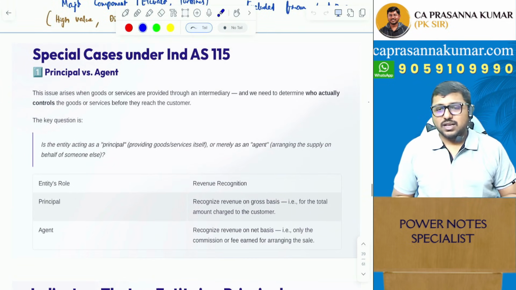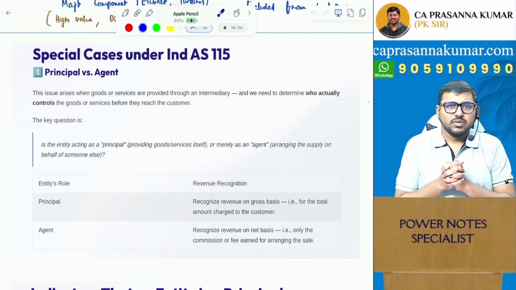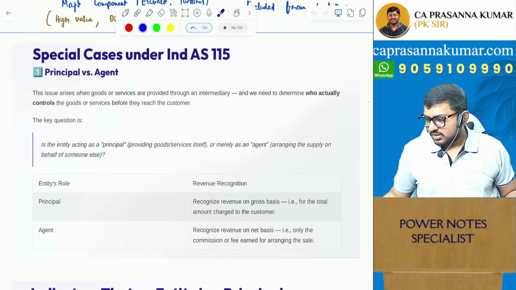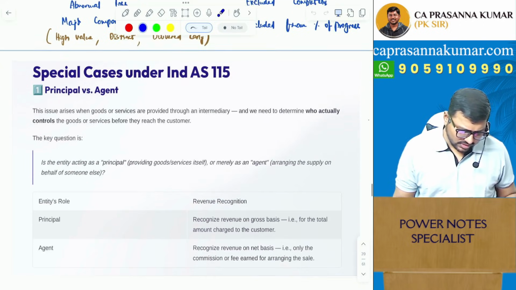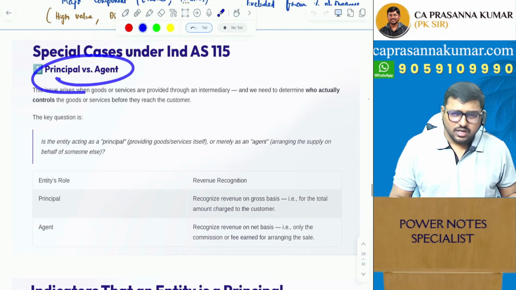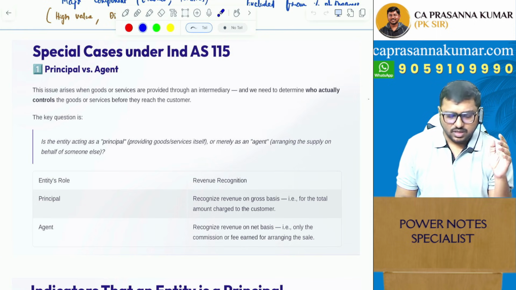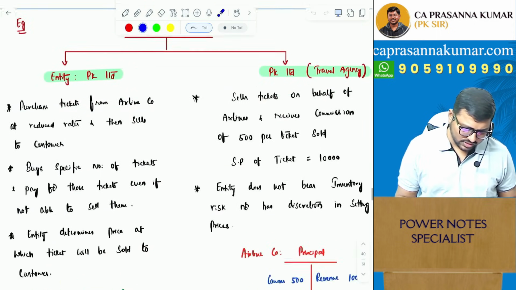Alright, so with this we are done with all the 5 steps revision. In a very quick time we have done it. So now we'll go for special cases. Let's look at the next case. Principal versus agent. All the 5 steps are done. The major part of Ind AS 115 is done. Hereafter, we'll be going with some special cases. In that, first we'll start with principal versus agent.